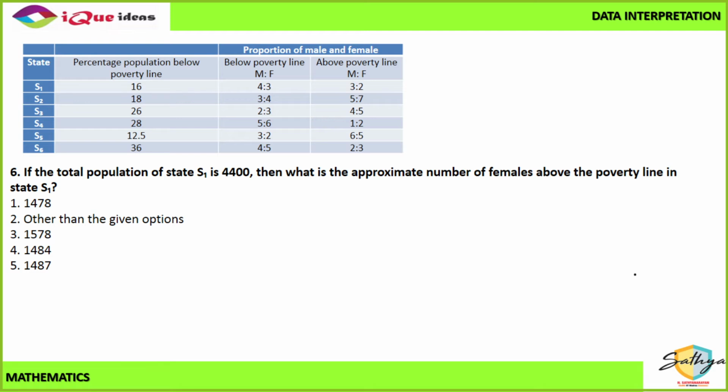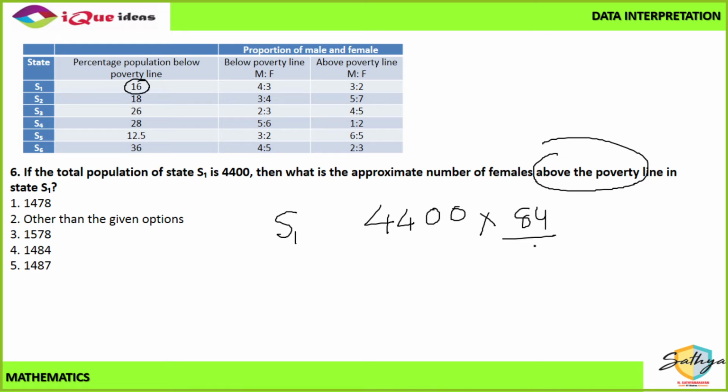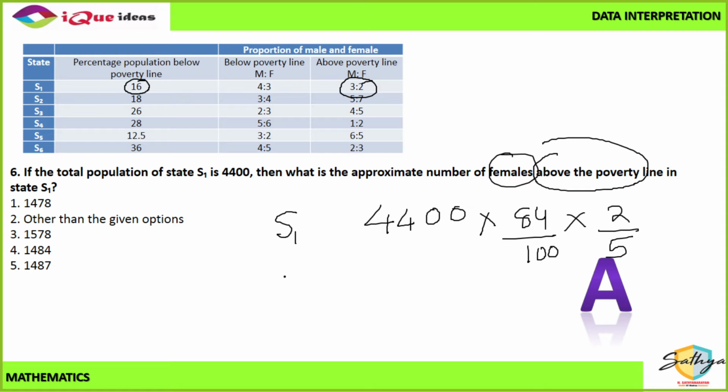See, in S1, the total population is given as 4,400. Now, out of that, I need above the poverty line. If below the poverty line is 16%, then above the poverty line is 84%. Out of that, I need females. So, above poverty line females is 2 out of total of 5. Once you solve this, you will get your answer, right? If you solve this, the answer comes approximately around 1478, and that is your answer.